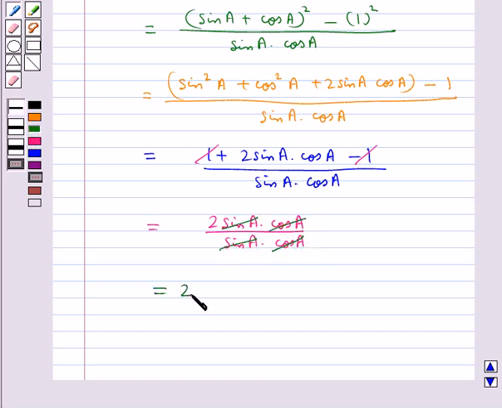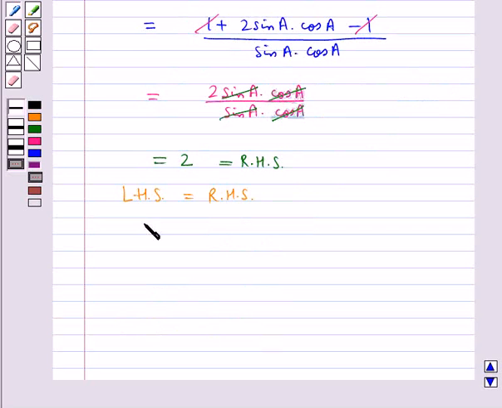So we are left with 2, which is equal to the RHS. So we get the LHS is equal to the RHS. So hence proved. This completes the session. Hope you have understood the solution of this question.